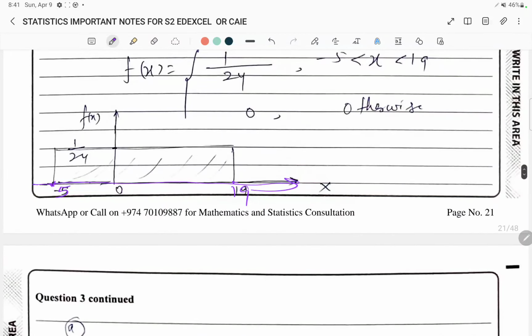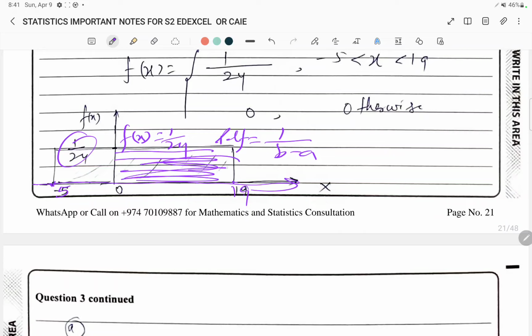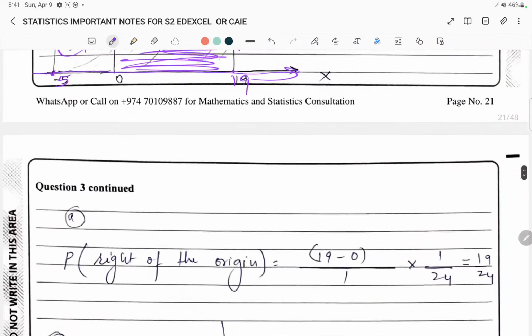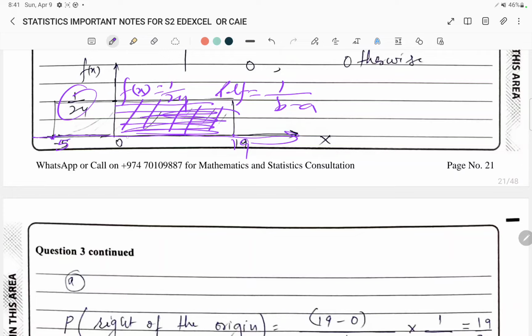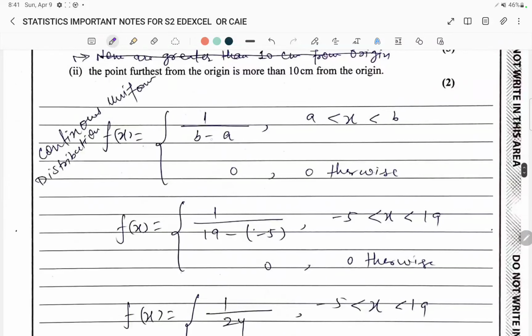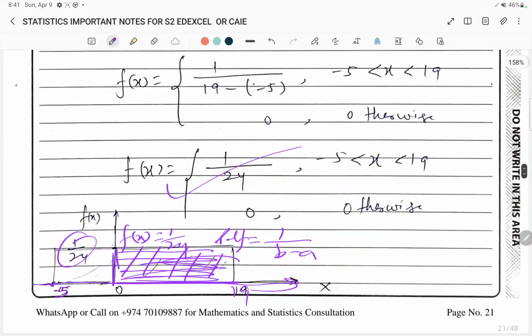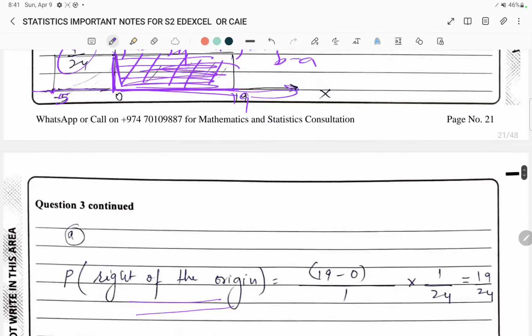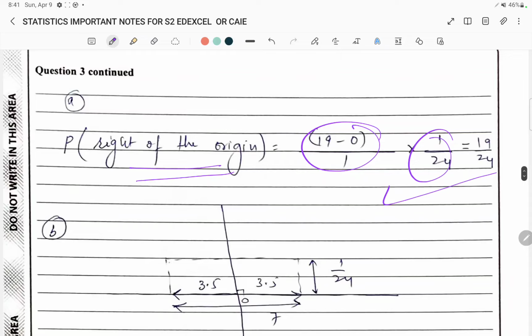First of all, the PDF will be 1 over b minus a. So 19 minus minus 5, which is 24. So here f of x is 1 over 24. But to the right of the origin, like positive only, we have to find the exact probability. It means area. We have to find this area, right? So this length is 19 and the height is 1 over 24. So 19 times 1 over 24, that is 19 over 24.